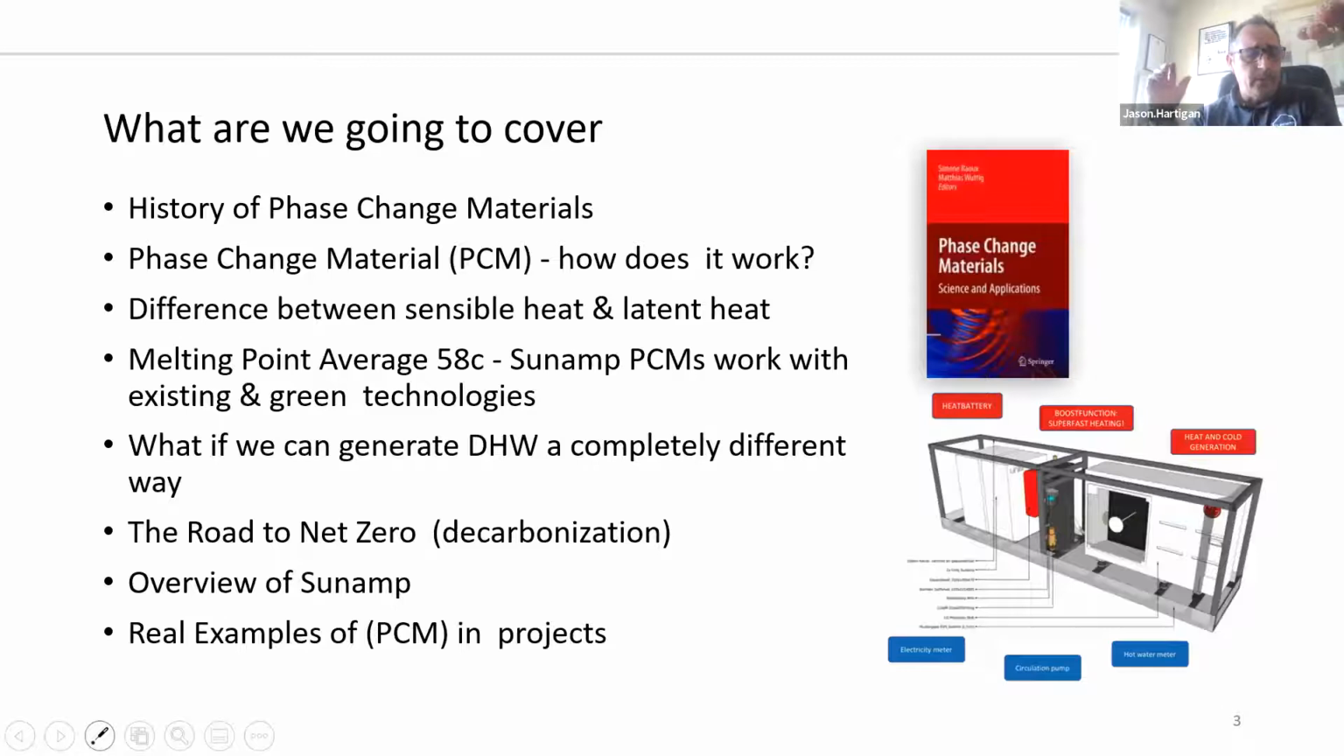So what we're going to cover is we're going to look at the history of phase change materials. We're going to look at phase change materials, or PCM. How does it work? We'll have a look at sensible heat and latent heat, so the differences between those two. And specifically, we'll look at SunAmp and the technologies surrounding the PCM we have in our product range, and its melting point, which is 58 degrees C or above. What if we can generate domestic hot water a completely different way on the road we're all on? We'll have a little overview of SunAmp, and then we'll look at some real life examples.